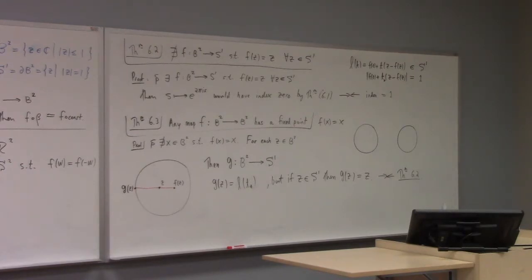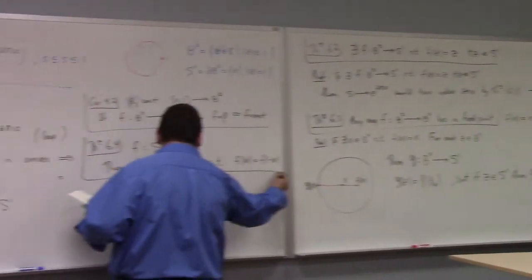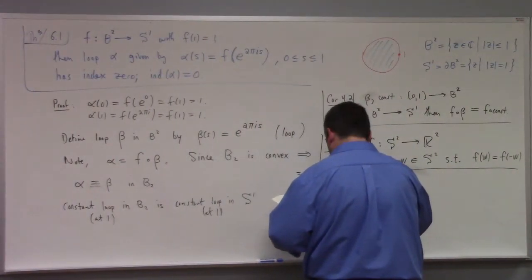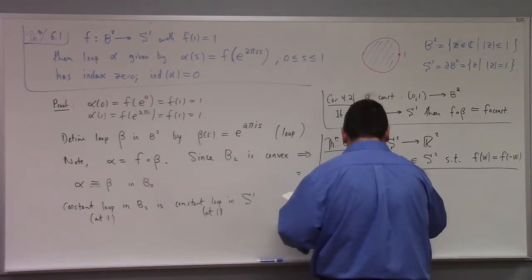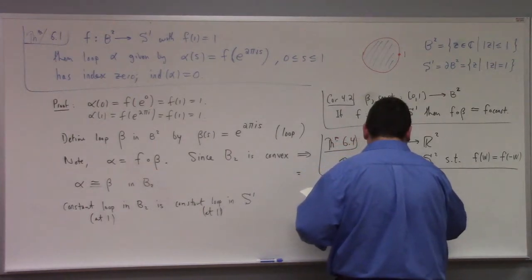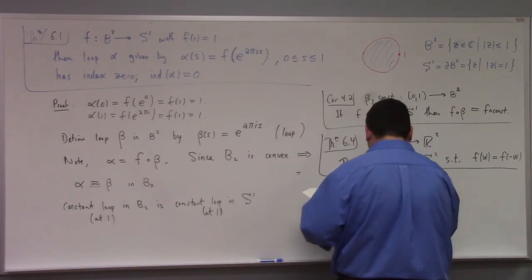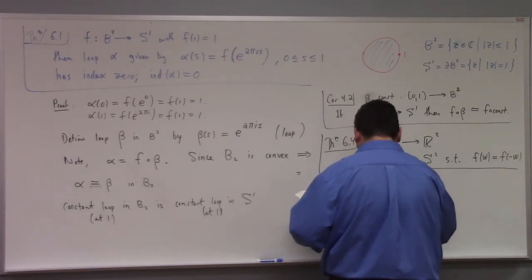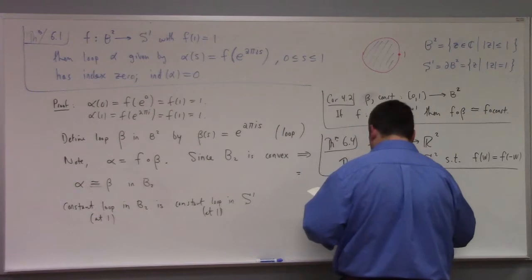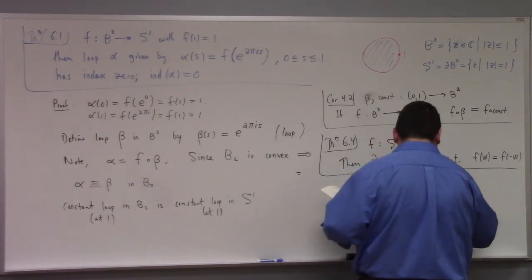Now, the proof is a little bit involved, okay? But if you look at it, basically what's going on here is, just to sketch the proof, he defines G, a mapping from S2 to R2, by G of W equal to F of W minus F of minus W, right?